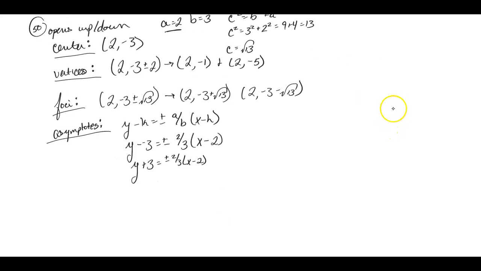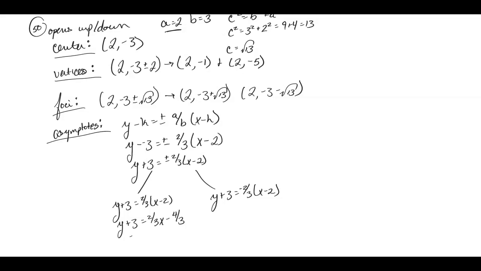So we've got two equations that's coming from that, and I'm going to write those both in slope-intercept form. So y plus 3 equals 2/3 times x minus 2, and y plus 3 equals -2/3 times x minus 2. Do some distributing. Subtract 3 from both sides. So y equals 2/3 x. So we have -4/3 minus 3, which is -9/3. And that's going to be a -13/3.